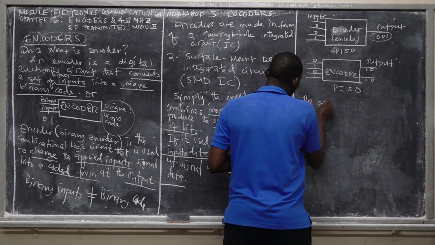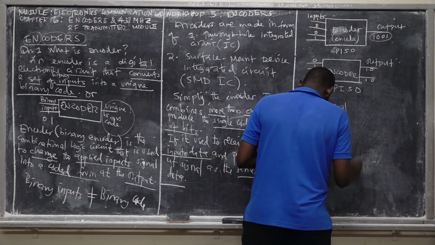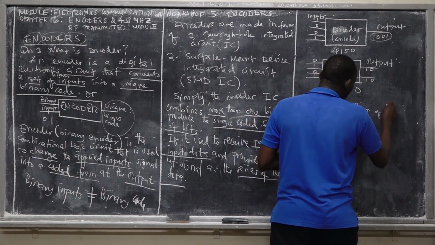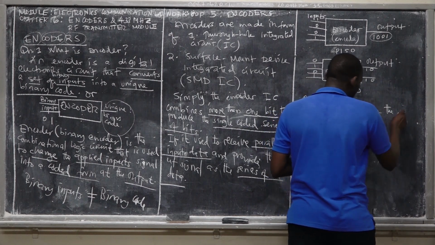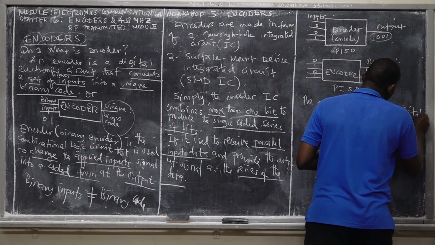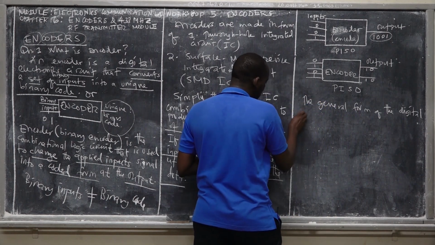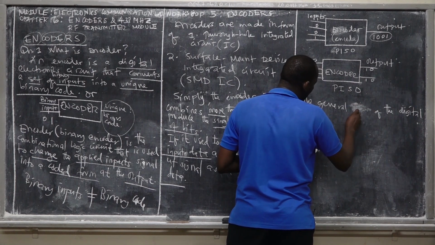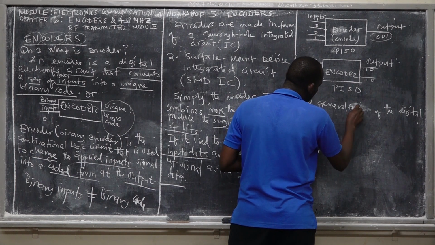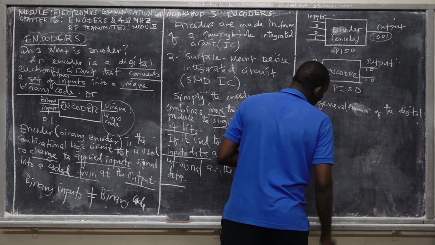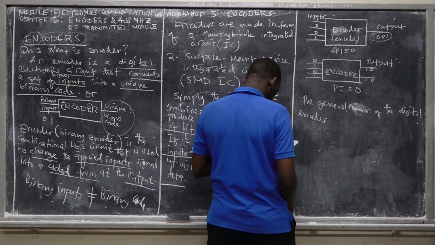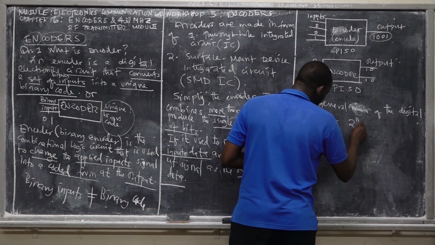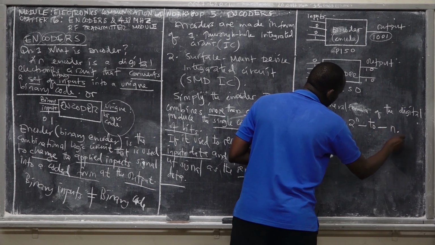So the general form of the digital encoder, the general formula of the digital encoder is 2 power n to n.